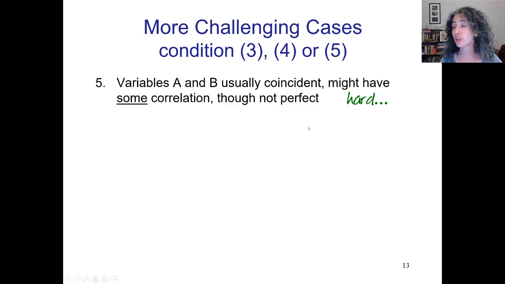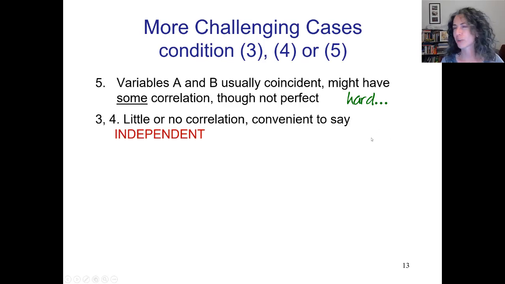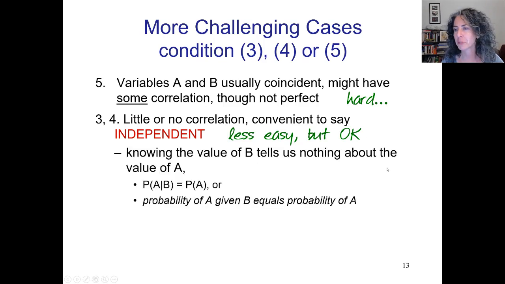All right, jumping right to number 5, variables A and B are usually coincident and might have some correlation, but not perfect correlation. This is the hardest case, and we will address this after, but we're going to start with the slightly easier cases. So 3 and 4 are little to no correlation, so little enough correlation that it's convenient to say independent to make our analysis a little bit easier. Okay, so here the analysis is less easy than 1 and 2, but it's still doable. It's not as bad as number 5.